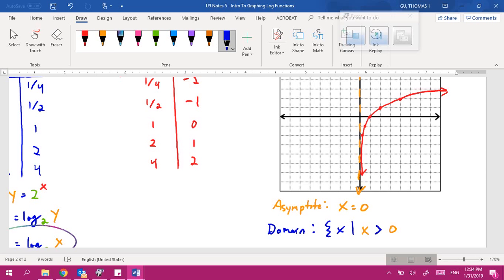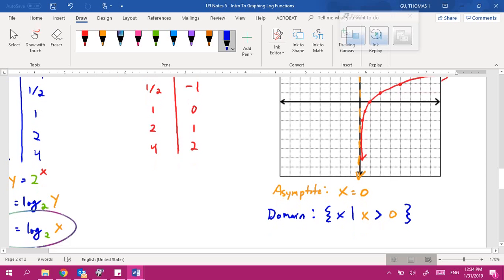Notice how I took the exact numbers from my asymptote, right? X and the 0. All I have to put is the sign. So if it's on this side, it's less. If it's on this side, it's greater. If it's on this side of the graph, it's less. If it's on this side of the graph, it's greater.